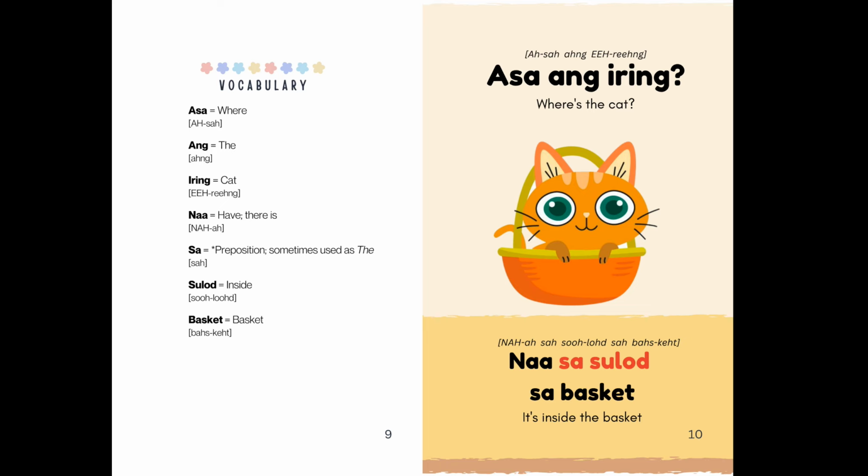Vocabulary list. Asa means where. Ang means the. Iring means cat. Naa means have or there is. Sa is a preposition, sometimes used as the. Sulod means inside. Basket is basket.